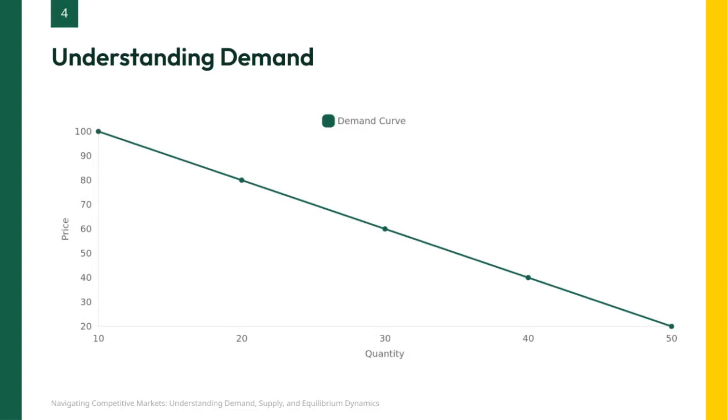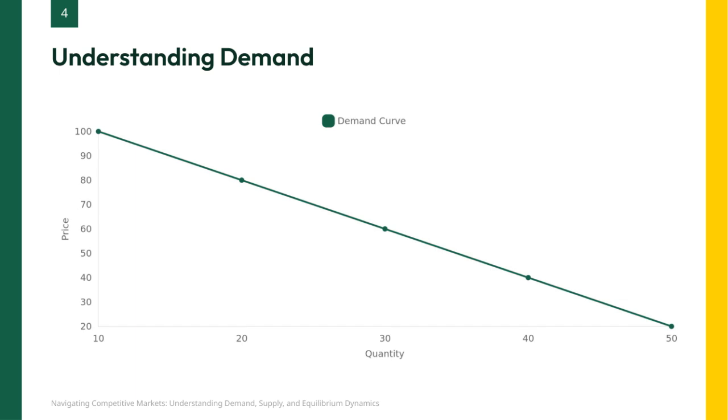Here we have a demand curve that illustrates the relationship between price and quantity demanded. As you can see on the graph, when the price is high, around 100, the quantity demanded is low, only 10 units. As the price decreases, the quantity demanded increases accordingly. For example, at a price of 60, the quantity demanded rises to 30 units.